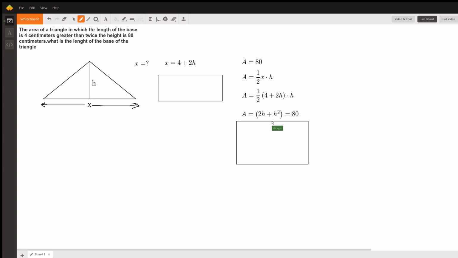And then since this is a quadratic, we want to put it into standard form. And then from there, we want to find what our factors are. And if it can't be factored, we want to use the quadratic formula. So in this case, it can be factored to h minus 8 and h plus 10. And then this gives us two answers, h equals 8 and then h equals minus 10. But since we can't have a negative height, we're only going to use the h is equal to 8 answer.